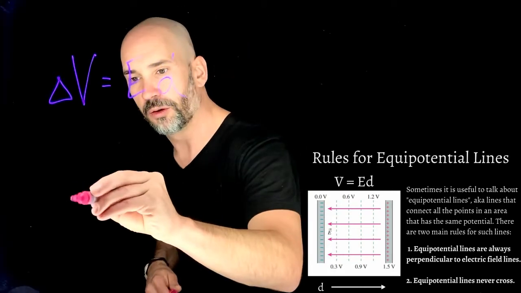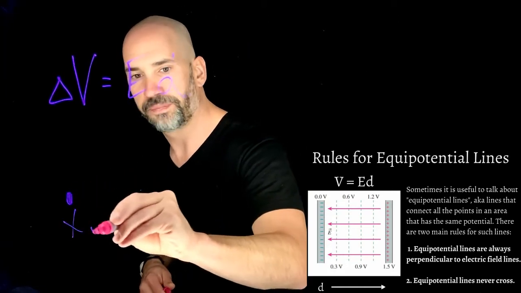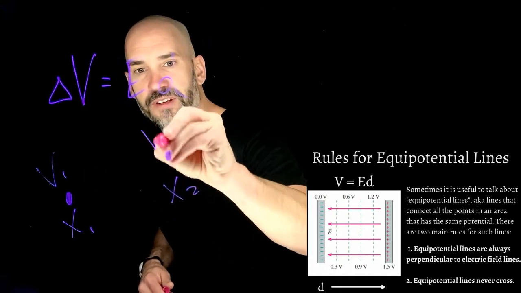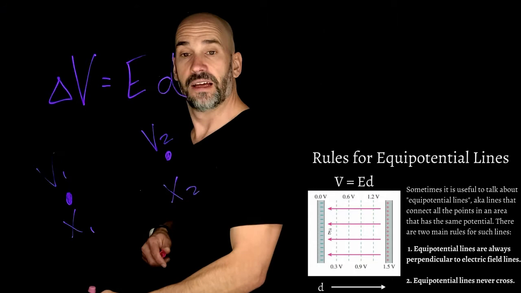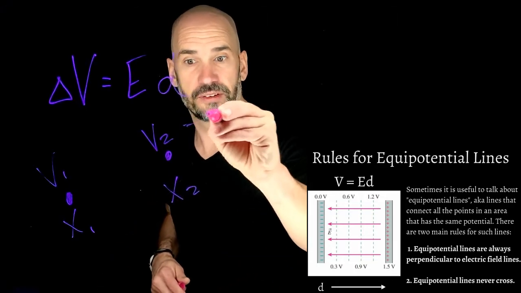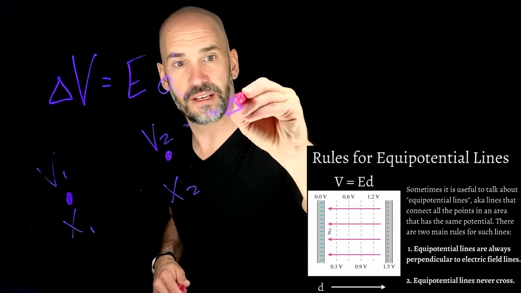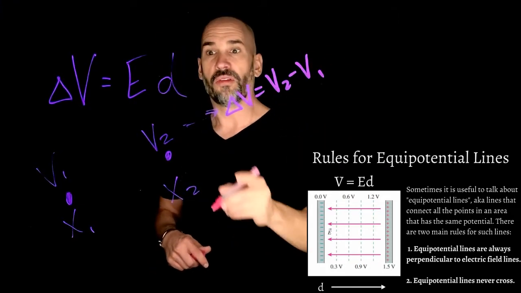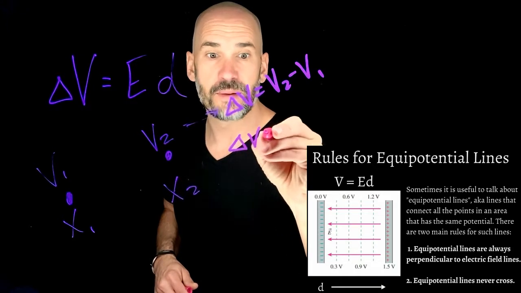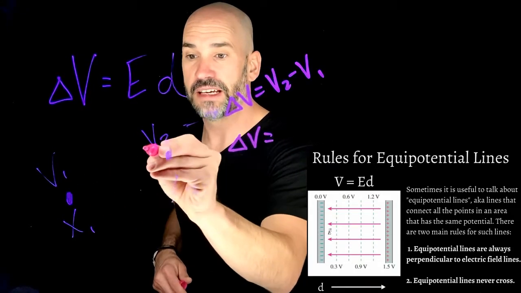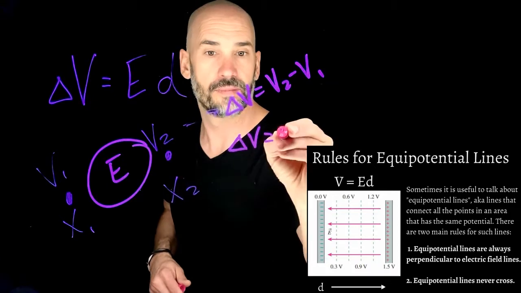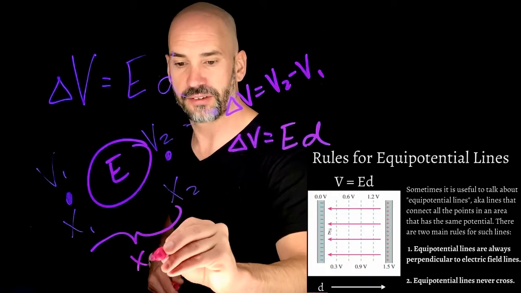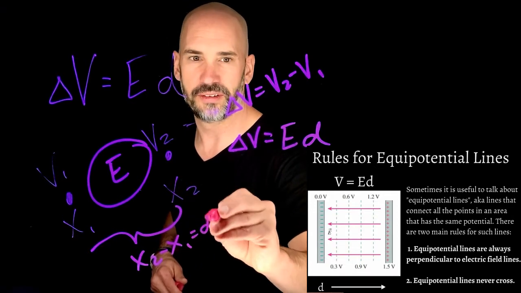So if I have some point over here, x1, and some point over here, x2, and there's some V1 here and some V2 here, obviously that's going to have a potential difference. If these values are different, there's going to be a delta V that's equal to V2 minus V1. Well, that delta V is simply equal to the electric field in this space times the distance between these two points, in other words, x2 minus x1, which we'll just call d.